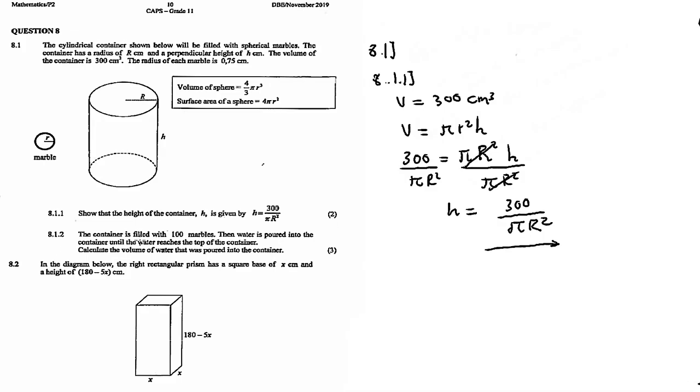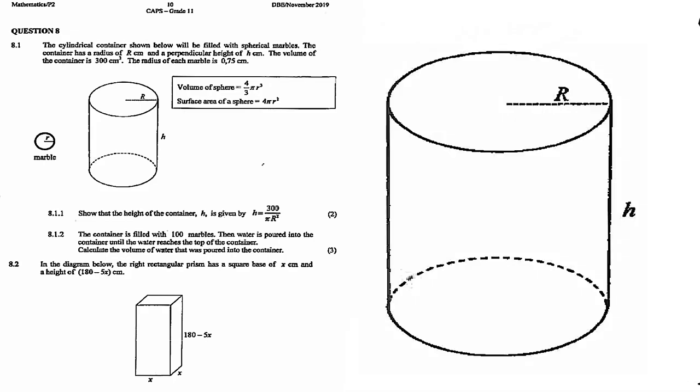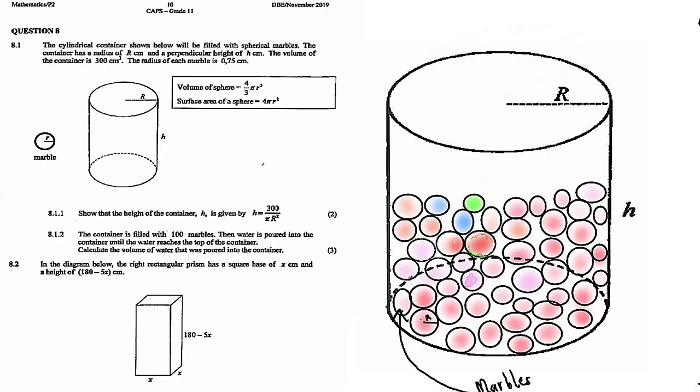8.1.2, the container is now filled with 100 marbles. So now the container is filled with 100 marbles. Then water is poured into the container until the water reaches the top of the container. So they fill in the marbles, then they fill up the water until it reaches the top of the container. So I will put the marbles into my container, and when I am done putting in the marbles, I pour in water, right? When I am done, the water must reach the top.